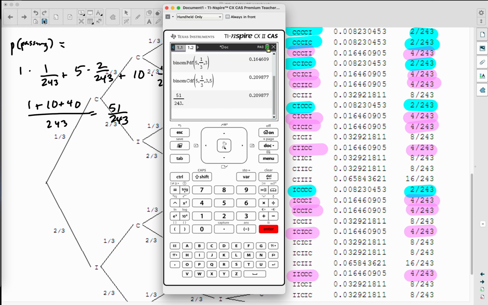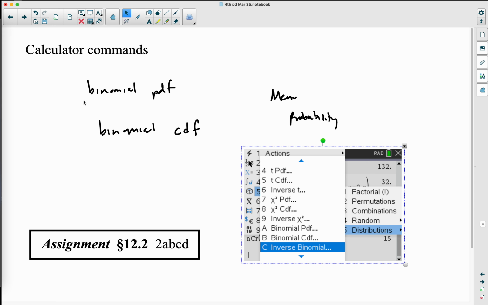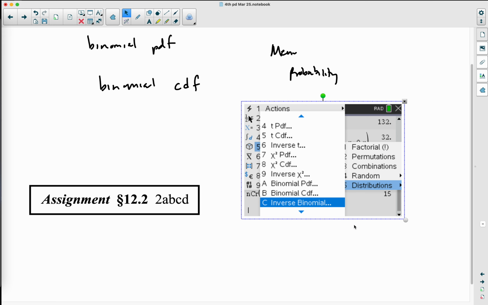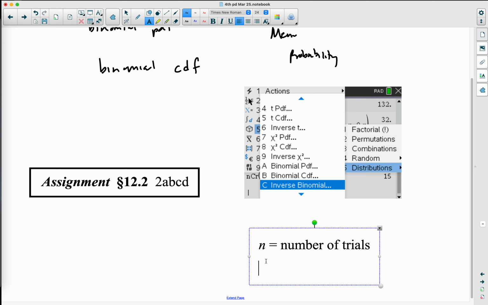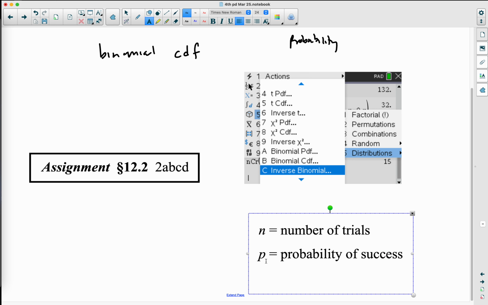So binomial PDF and binomial CDF are the commands. This is where you find them. N is the number of trials. P is the probability of success on 1 trial. And X is the number of successes you want, the one it said was optional in the PDF.